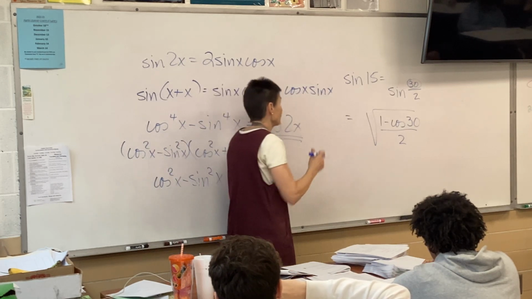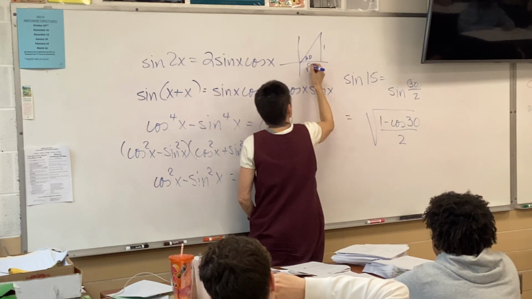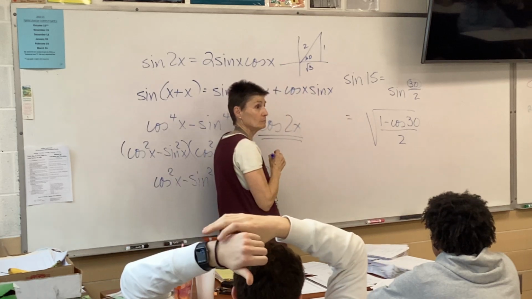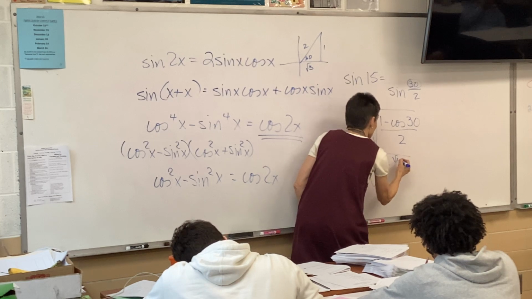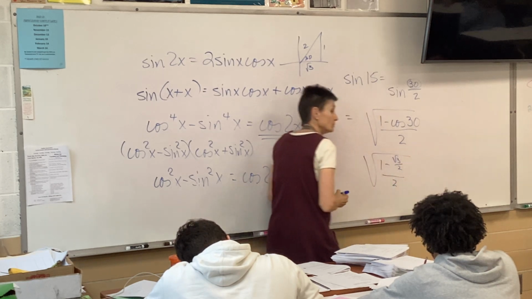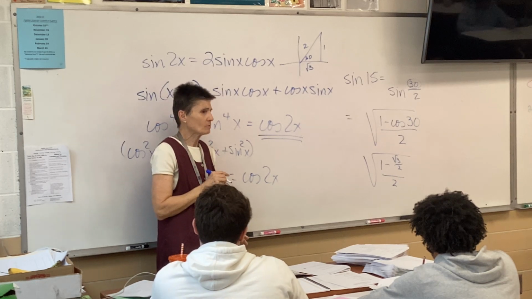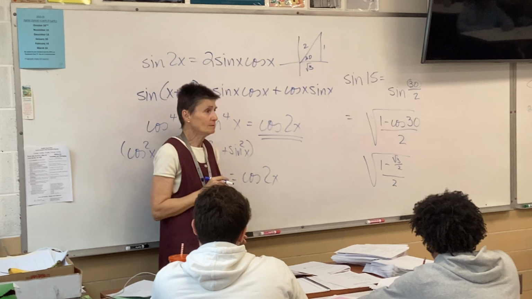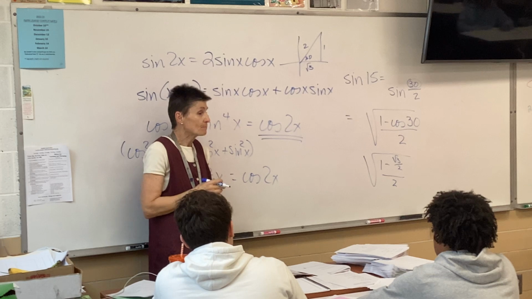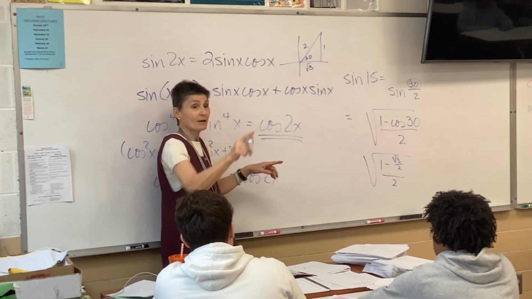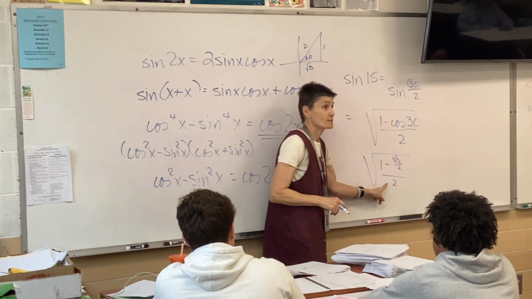All right, what's cosine of 30? Root 3 over 2. So I'm going to have the square root of 1 minus root 3 over 2, all over 2. This maybe is the first time you've ever had radicals under radicals. I'm not sure. It's no big deal. It's not nice, it's not pretty, but it's okay. It's not okay to have fractions within fractions though.